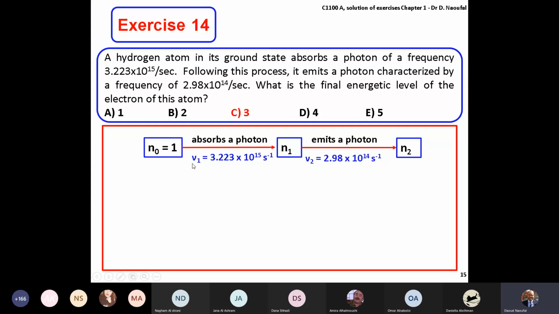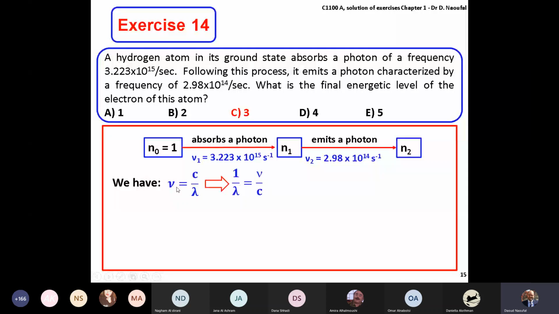By the same way, we can apply the Balmer-Rydberg formula for n initial equal 1 to n final equal n1, and by this way we calculate n1. Then we apply the Balmer-Rydberg formula from n1 to n2, but pay attention, in this case n1 is n final, n2 is n initial.